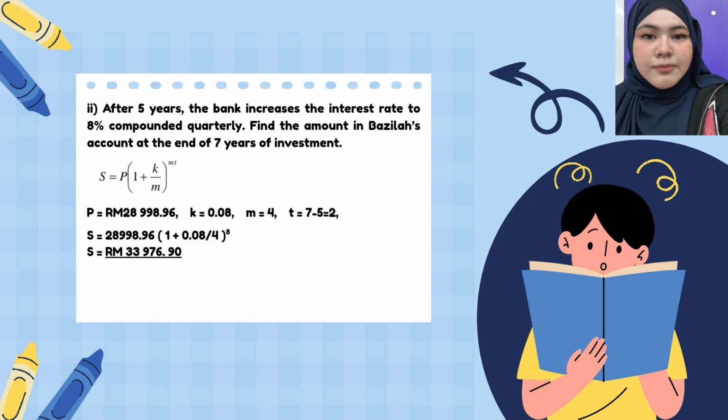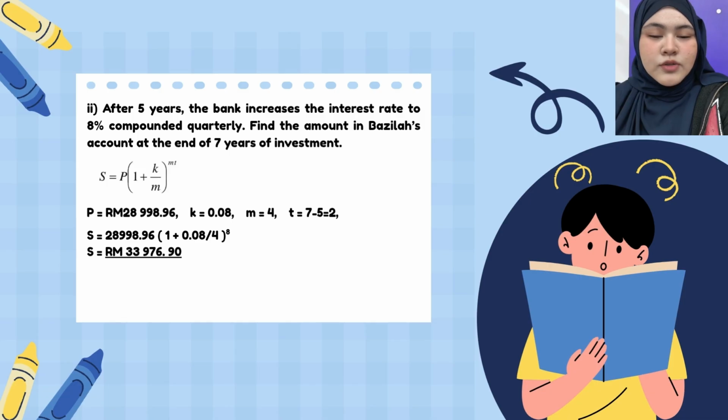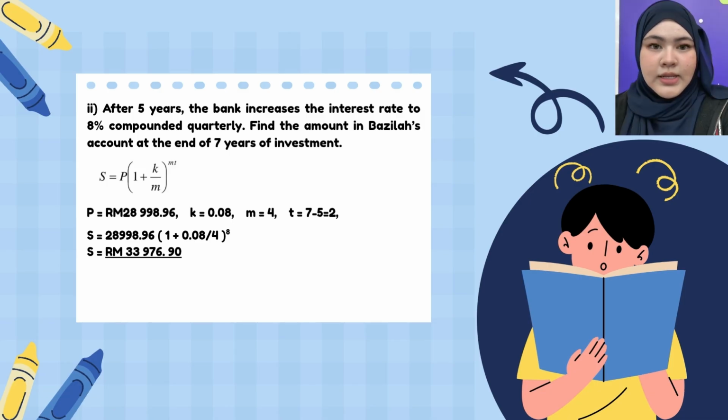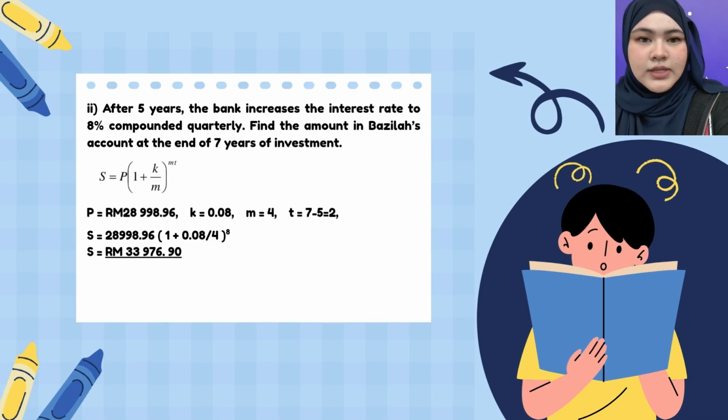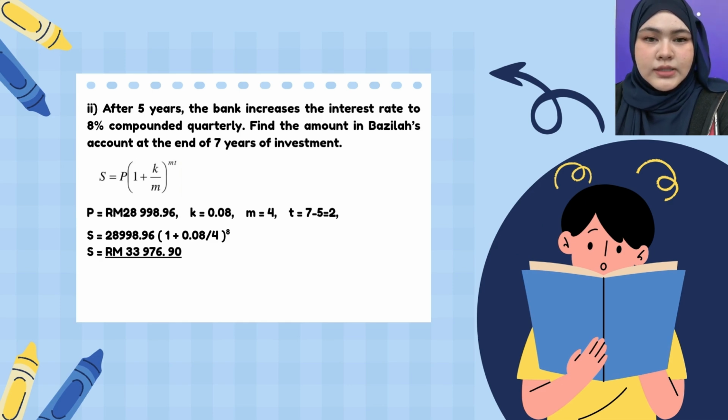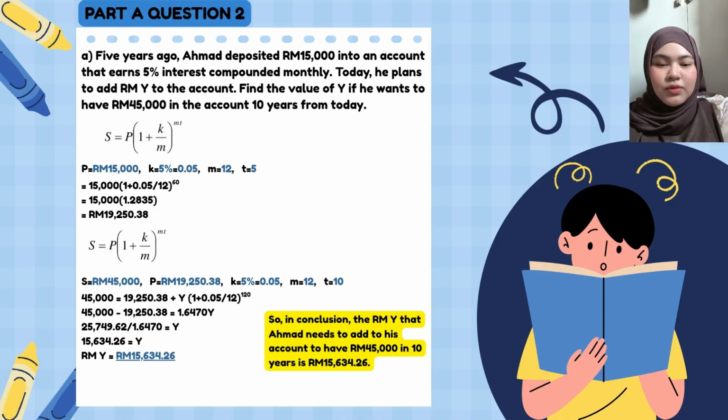Firstly, put the right amount as stated in the slides at the right place in the formula and calculate the bracket first, which is open bracket 1 plus 0.08 over 4 close bracket to the power of 8. Then we times 28,998 ringgit and 96 cents with the answer in the bracket, which will lead you to S equals RM33,976 and 90 cents.